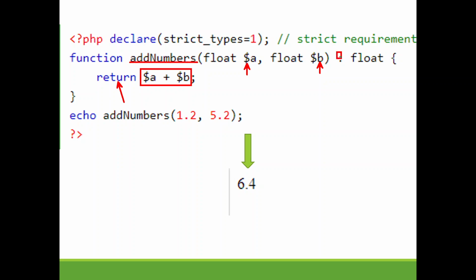To do that, we use a colon just after the argument list and the keyword for the data type that you want to specify, for example float, which is for decimal numbers. Therefore, when we echo, we call that function, we pass it 1.2 and 5, it's going to print out 6.4. So that is how you specify the data type of the returned value.